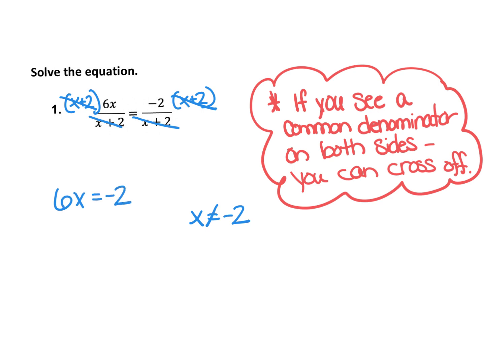So now I'm going to continue to isolate the variable. We're going to divide by 6 on both sides, and x is going to be equal to negative 2 all over 6, which then can be equal to negative 1/3.